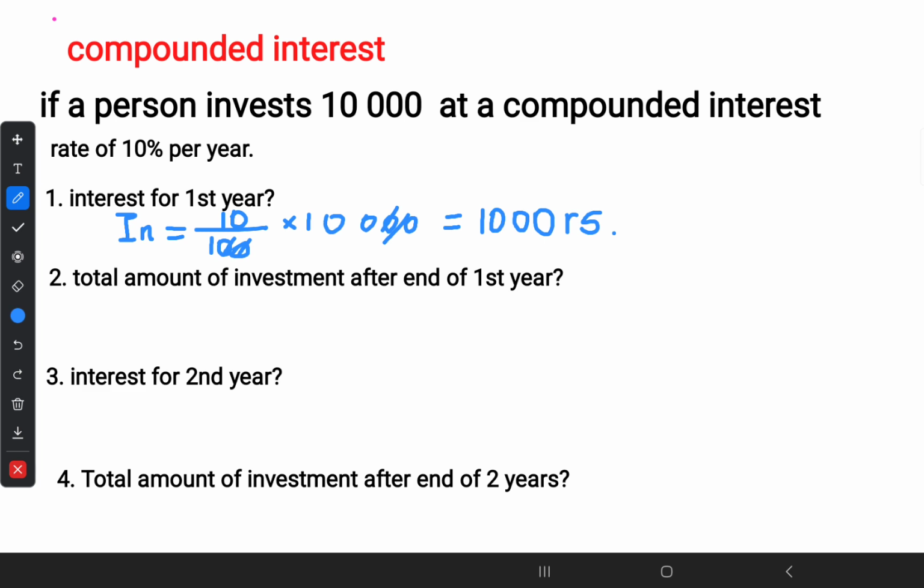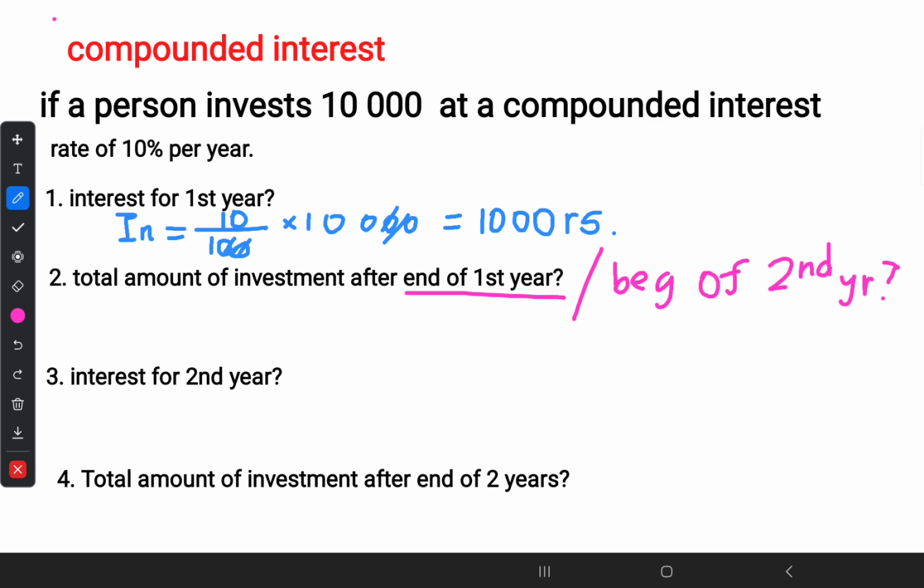Okay. So that means at the end of a year you will receive 1,000 rupees as interest. Total amount of investment after the end of the first year. Initially you invested 10,000 rupees. For the first year you received 1,000 rupees as interest. So both together will be considered as the investment after the end of the first year. Sometimes they will use the phrase after end of first year or beginning of second year. Both are the same. End of the year means December 31st and January 1st. Mostly they are the same, no? So these are the two terms we can face.